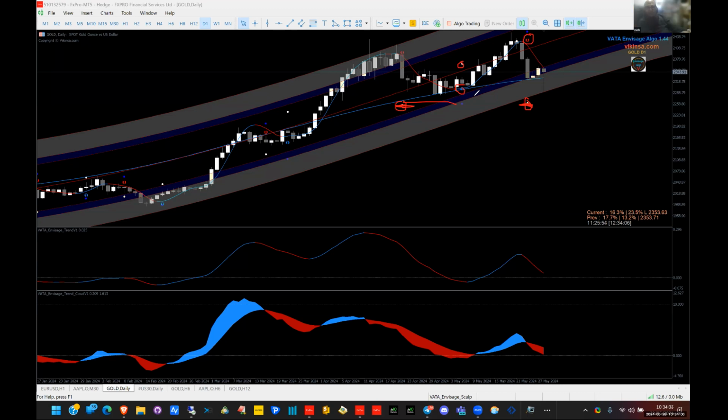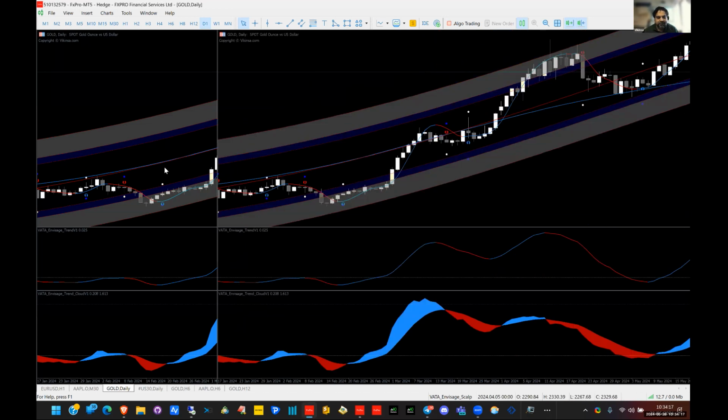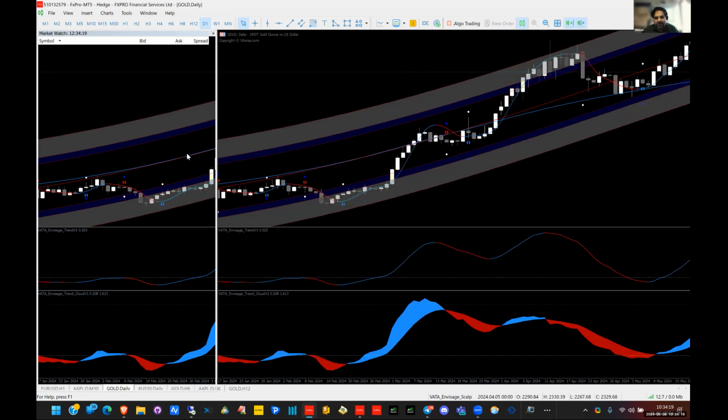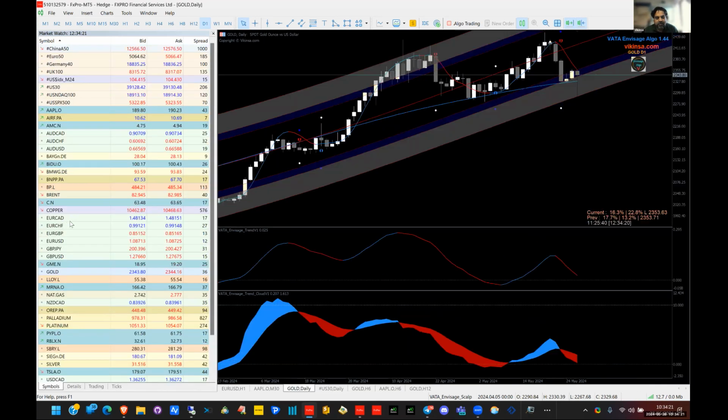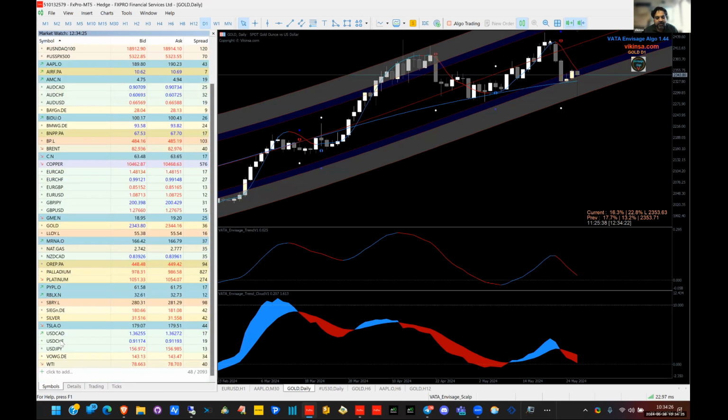It works on all the markets which are there in your MT4 or MT5. Suppose I put it on US 30. Let me show you this. It works on stocks as well. I use it on stocks as well. It works on copper, EuroCAD, USDJPY, US30 here, Euro, China, Tesla, anything, oil.